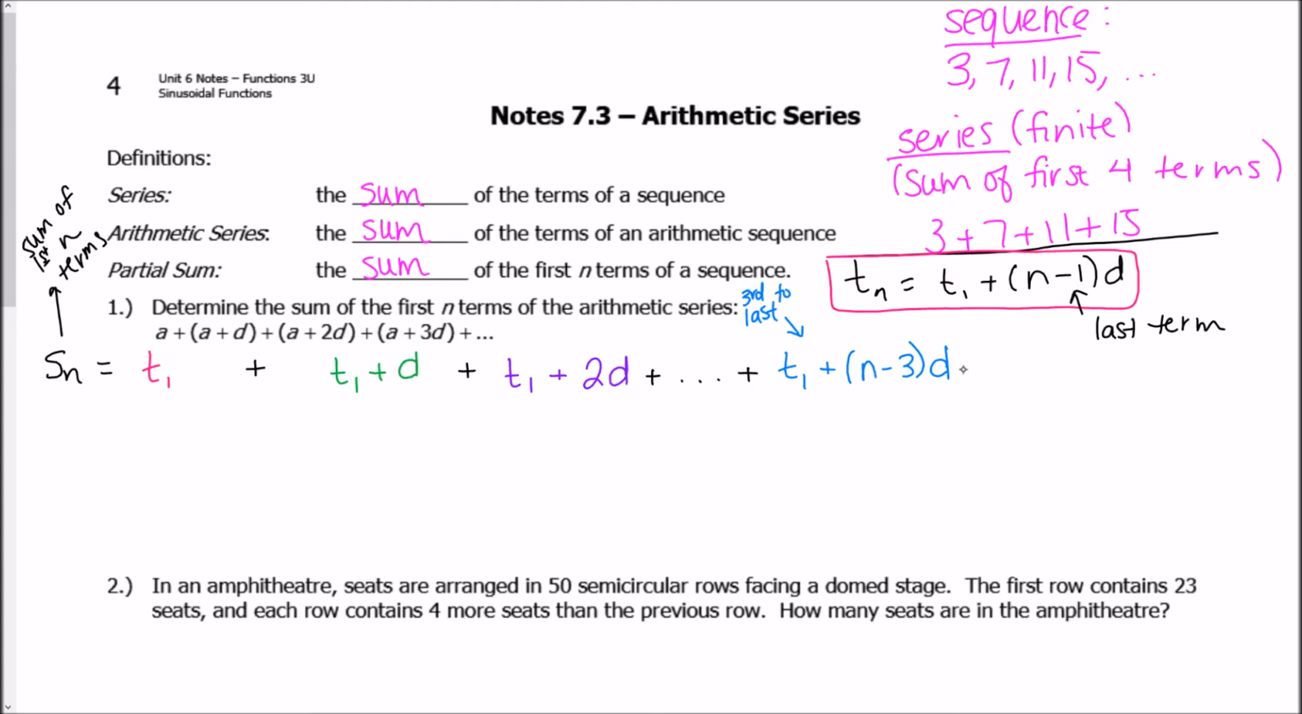Then I would take the second to last term, so this would say t sub 1 plus, instead of n minus 3, n minus 2 times d.